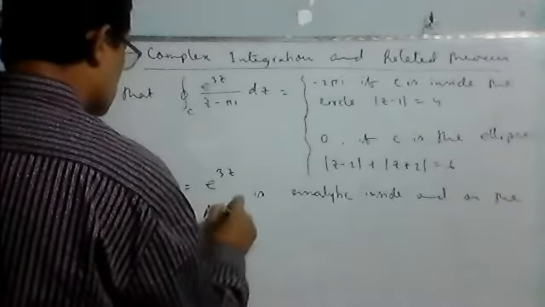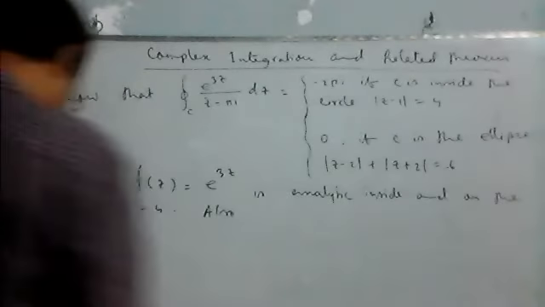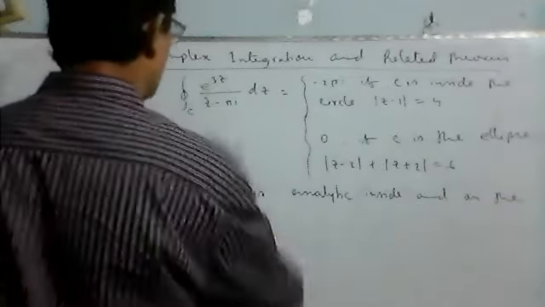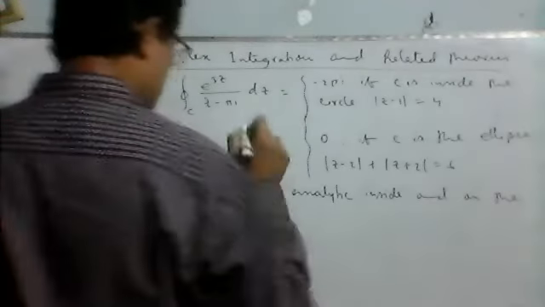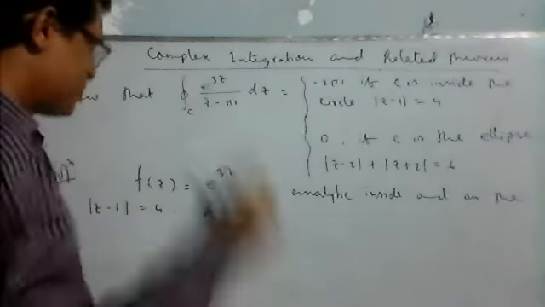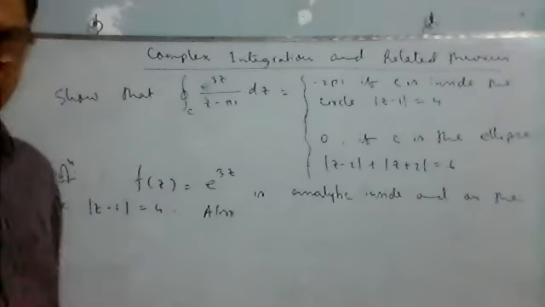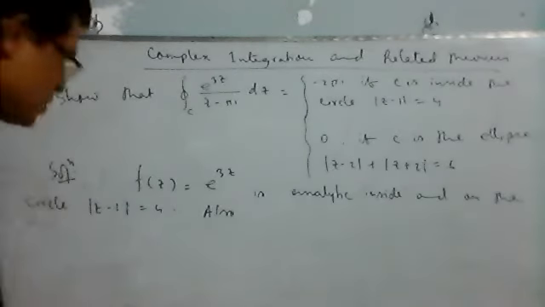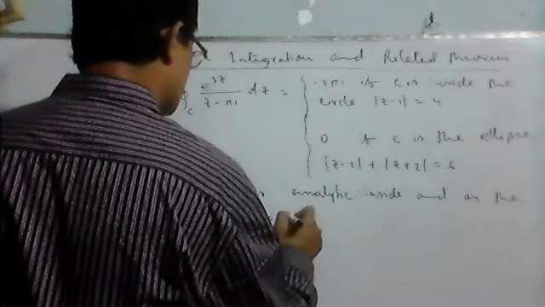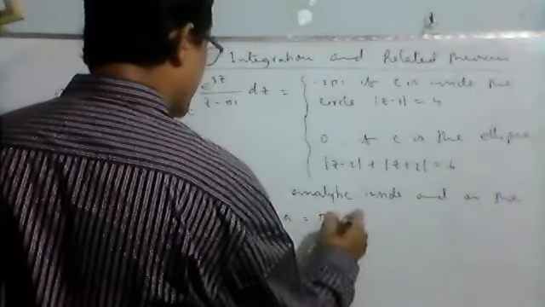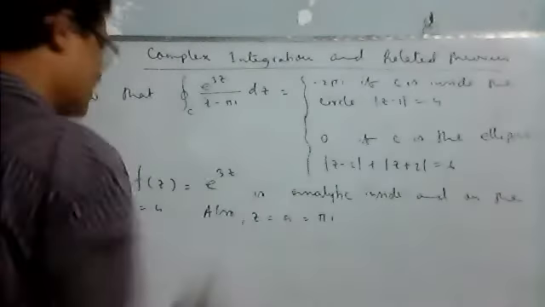Also, z minus pi I, that means z is equal to pi I is a point that lies inside the closed curve. So also z is equal to a is equal to pi I is a point inside the circle C.